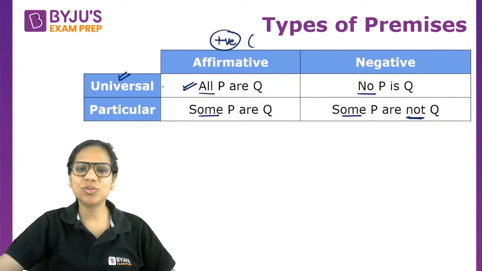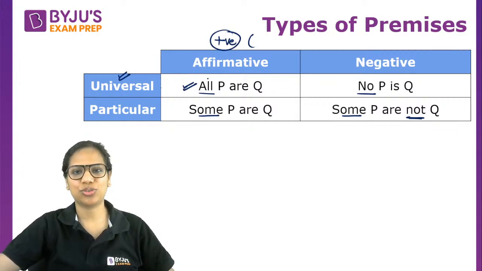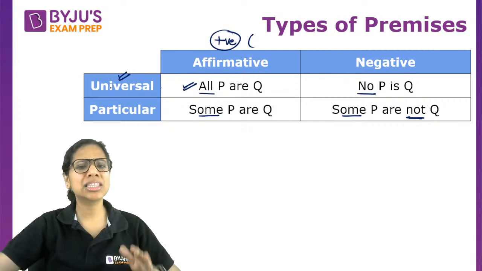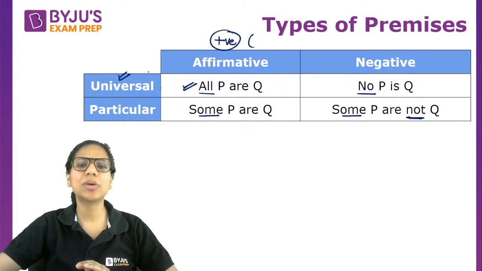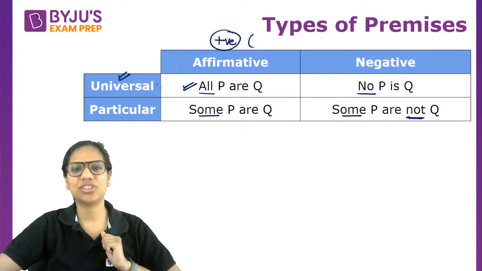But while this was universal affirmative or universal positive, this is universal negative, right? This is just nomenclature. Nobody's going to question you on this. This is for your knowledge.